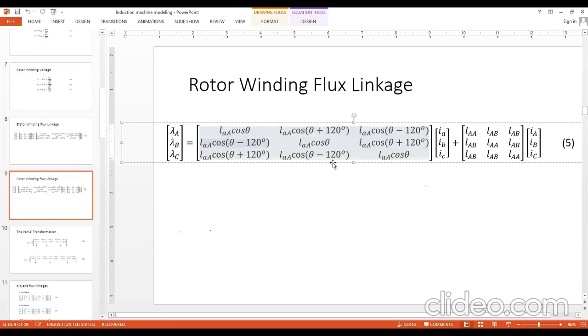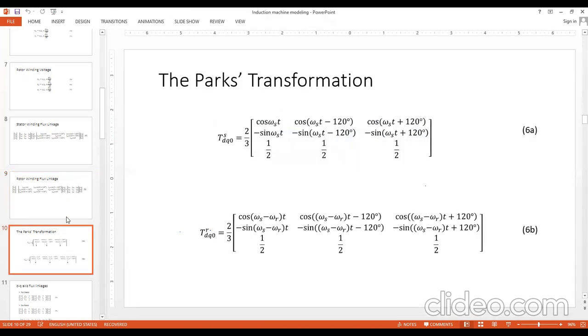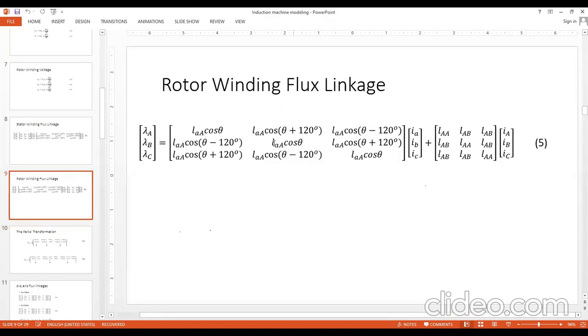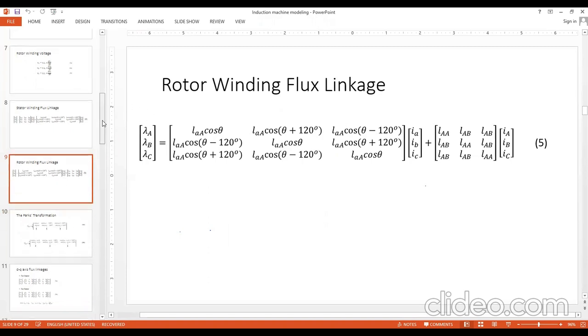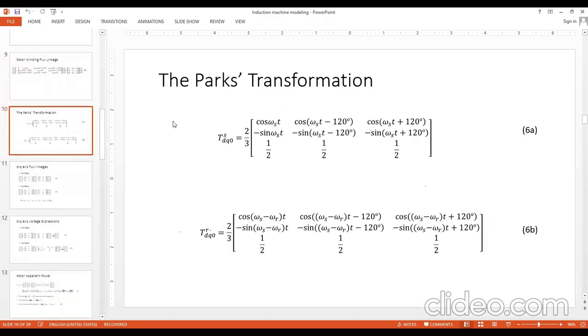So one benefit or advantage that we achieved by introducing the Park's transformation in case of the synchronous machine is we got rid of this theta dependency. Ultimately, with the use of this Park's transformation, we were able to get rid of this theta dependency for our flux linkage and voltage expressions. So with the same motivation, we will again try to implement the Park's transformation, and we will see what benefits we are going to get ultimately. But again, because this is an induction machine, there would be some differences.